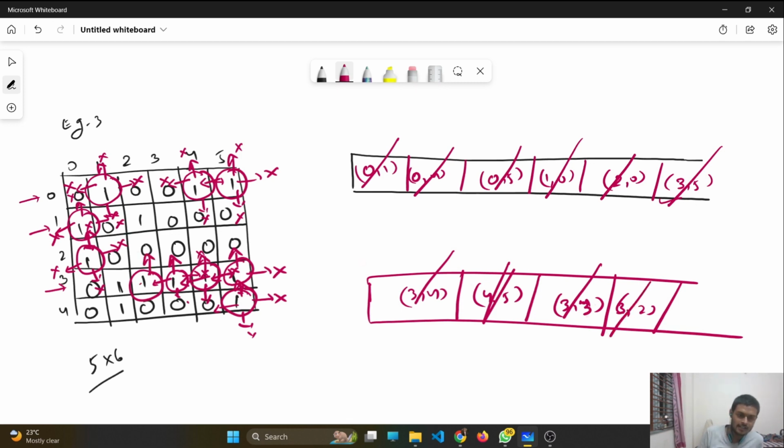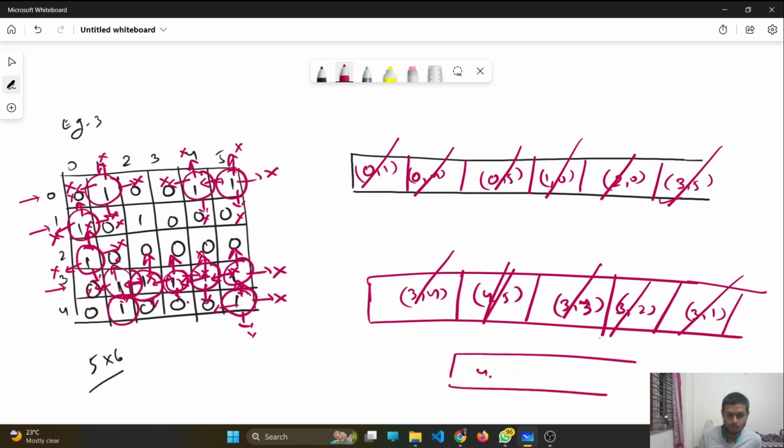Top, there is no land cell. Left, we find one land cell. Bottom, there is no land cell. Right is already visited. So for the left one, let's push it. That is 3 comma 1. Now let's check out for 3 comma 1. For 3 comma 1, left, there is no land cell. Top, there is no land cell. Right is already visited. Bottom, we find one land cell. That is 4 comma 1.